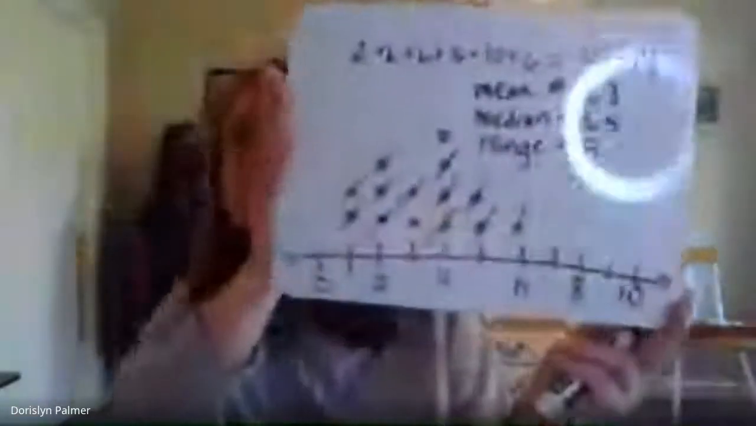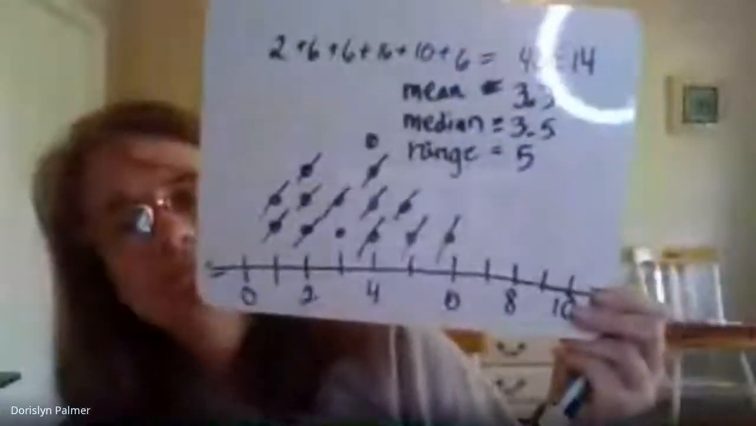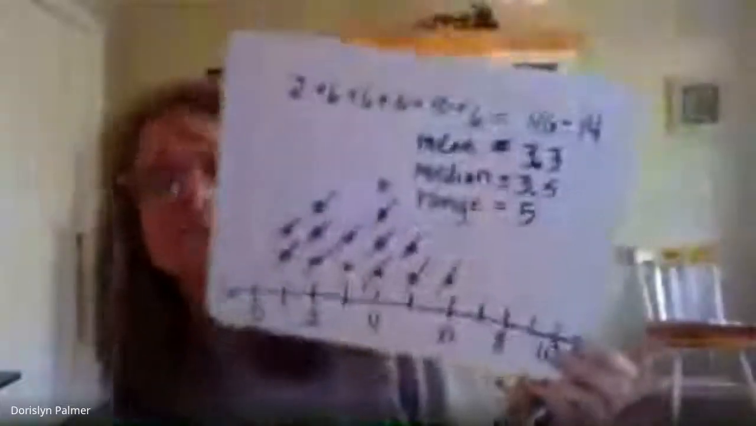Okay, here's the good news. It only takes a second to find the range. So go ahead and look at that dot plot. This one, right? You guys have it in your book? Range is 5. Biggest number is 6. Smallest one is 1. 6 minus 1 is 5. Range is 5.